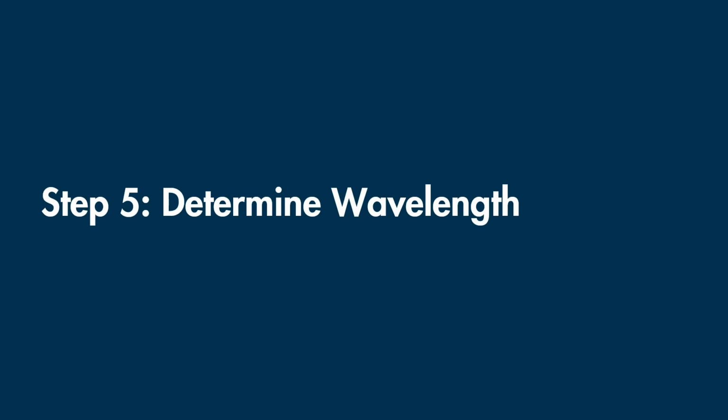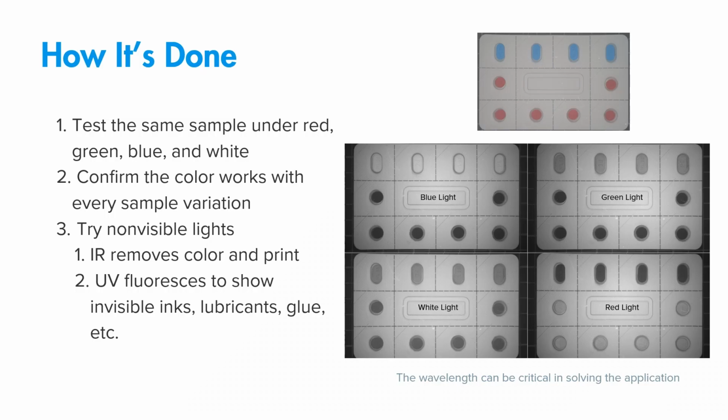So step 5, after we've determined what kind of light we want, what size the light's supposed to be, and how far away from the part works best, now we need to know what color. Sometimes the color is really important, sometimes it's not important at all. It's always good to rule out whether it matters or not. We do this by testing the sample under red light, green light, blue light, and white light.